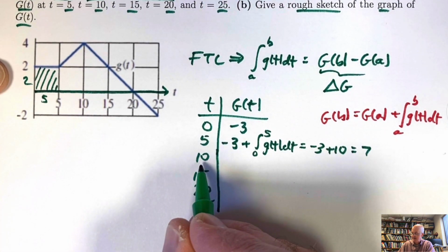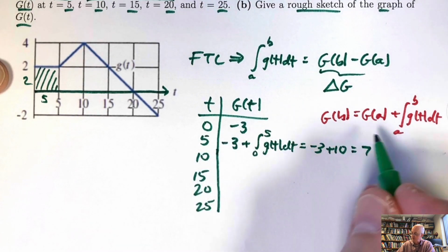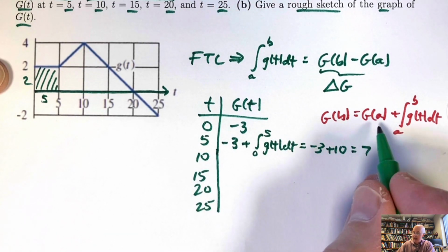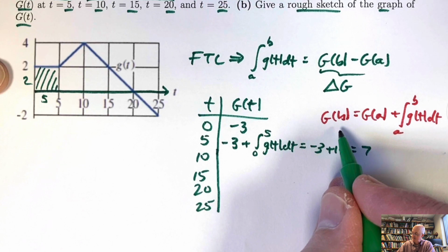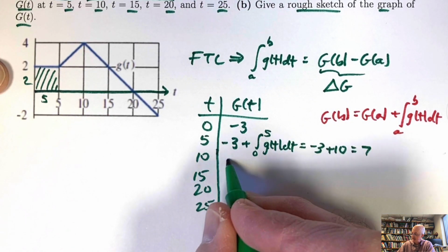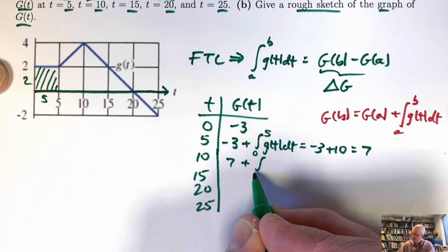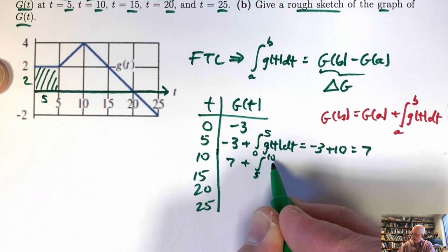What about its value at t equals 10? Use this formula again with a equal to 5 and b equal to 10. Take the previous value, 7, and add the integral of little g from 5 to 10.